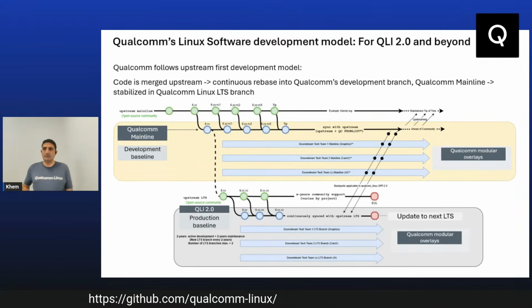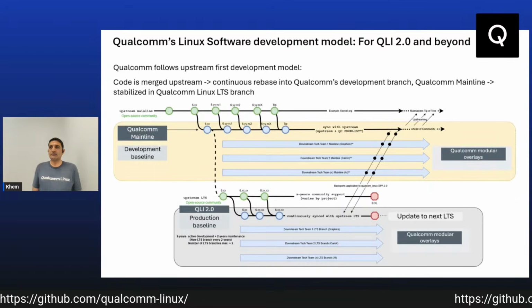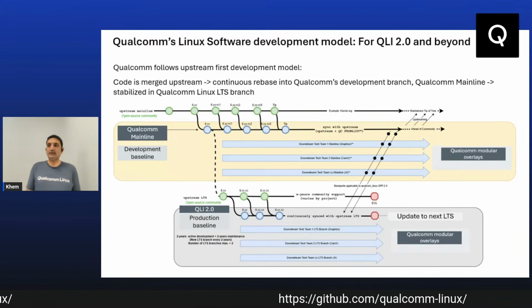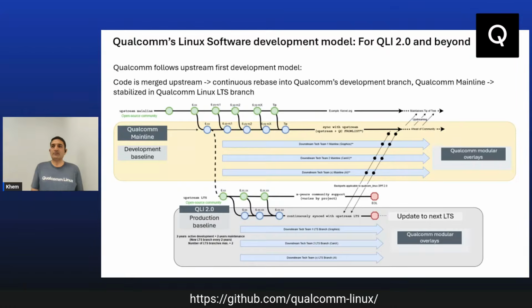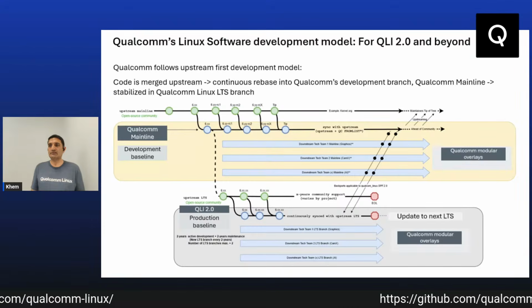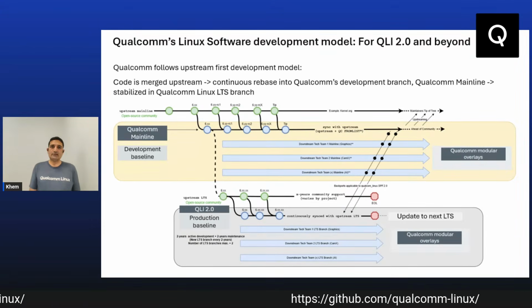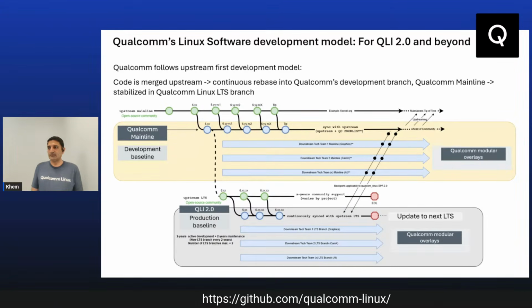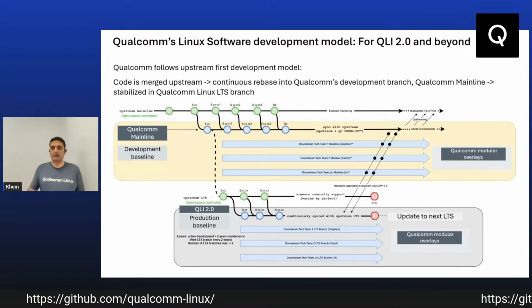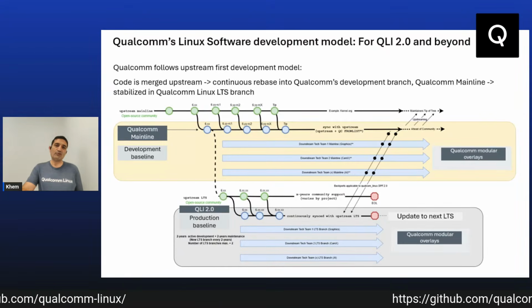So this is the flow of patches. As you can see, all development happens on the mainline and all developers engage there. And after the releases are cut, the fixes flow into the release branches. They are cherry-picked and tested as they become available. And this continues on, and all the development happens on the Qualcomm mainline.